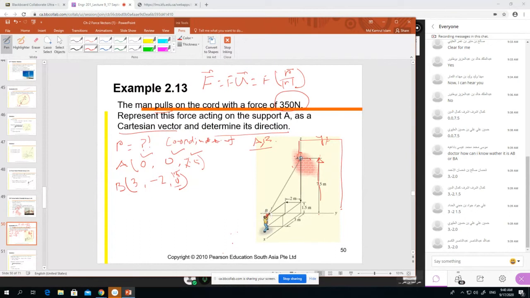Where is our point B? Point B, so X is 3, correct, X is 3. It is opposite to the Y positive axis, so minus 2. Now what is the height? Look, this is 1.5, parallel to here. The correct answer is 1.5. The Z value is 1.5. Okay, clear? Everyone clear here? Now you calculate the R value.